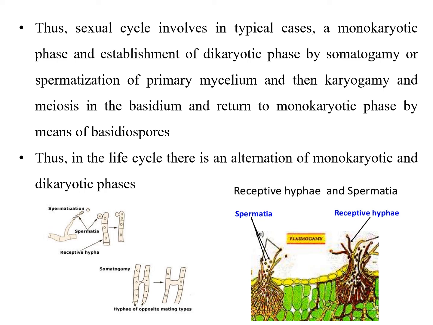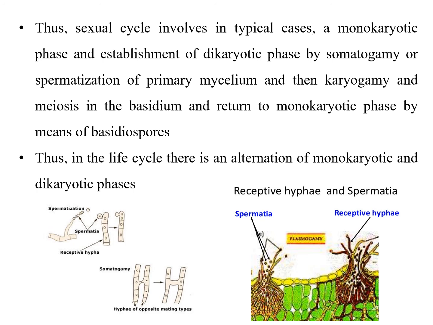Here these are receptive hyphae, and through spermatization these spermatia are produced and act as male gametes, and this is the female, ready to receive the male gametes. Their contents will fuse, that is plasmogamy will take place, and then karyogamy and meiosis. Then it will give rise to the basidiospores. Here you can see the rust fungi. These spermatia are released and received by receptive hyphae, followed by production of basidiospores.